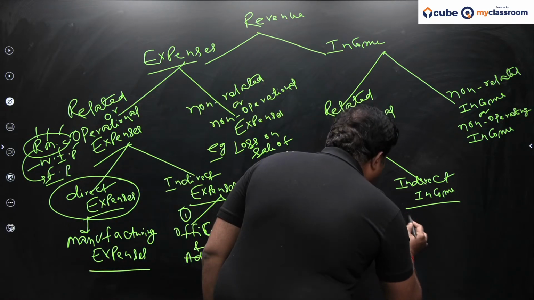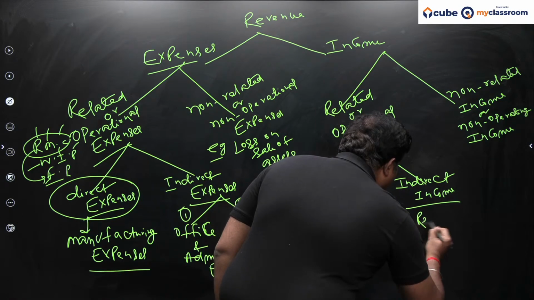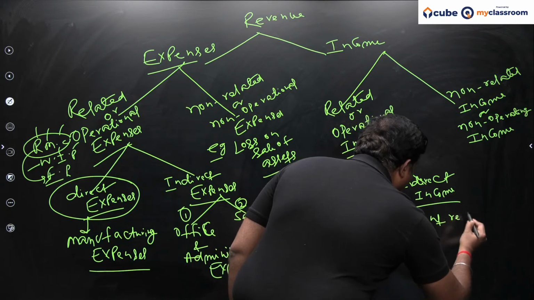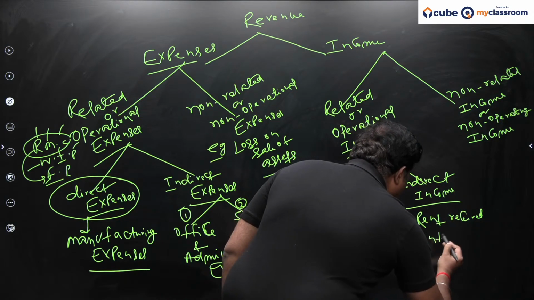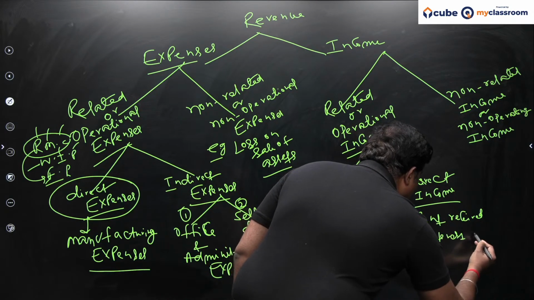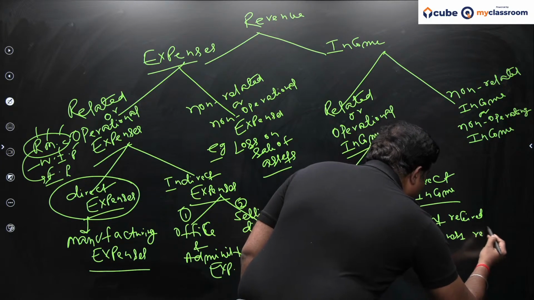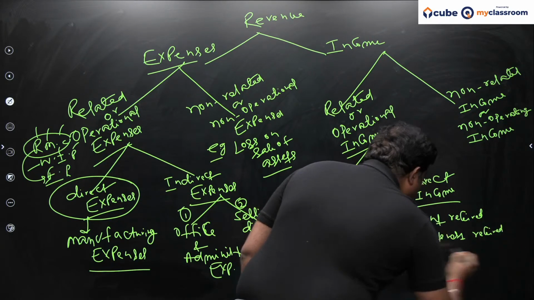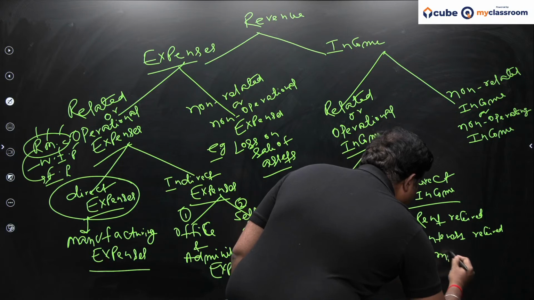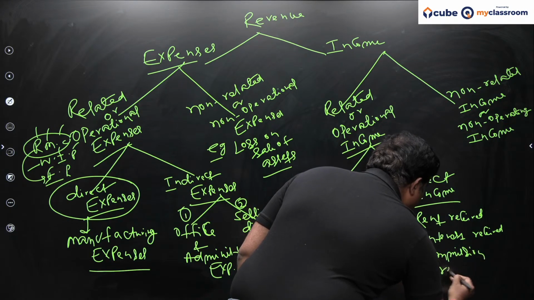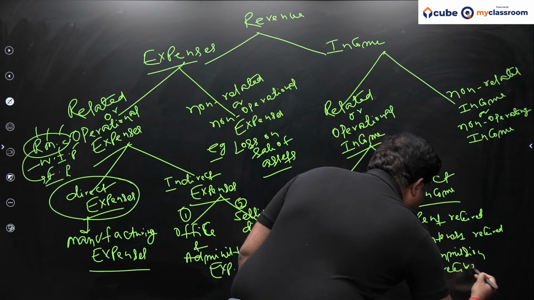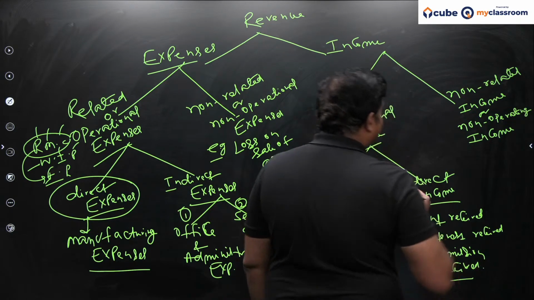Indirect income can be like, suppose apart from your day to day work, if you are receiving any rent, if you are receiving interest on your fixed deposits, so interest received, if you are getting any commission, so these are your indirect income.